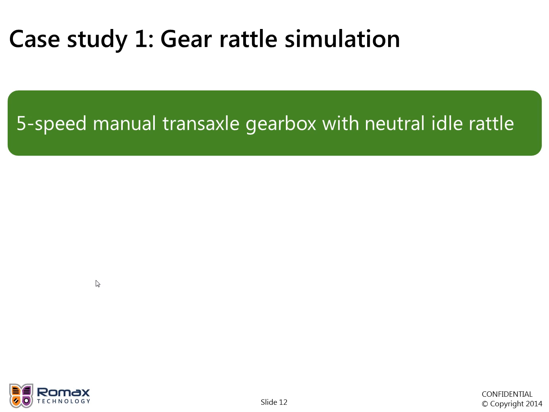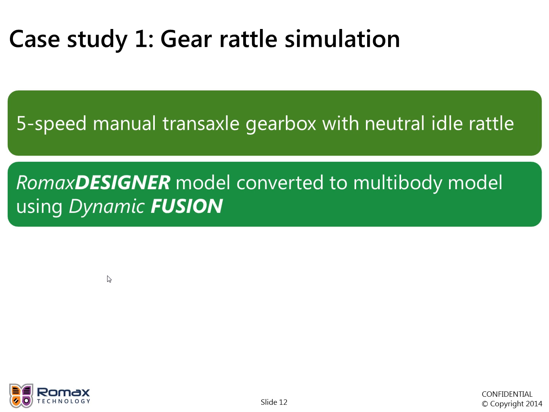So the first case study is on gear rattle simulation, and we're going to be looking at a 5-speed manual transaxle gearbox, so pretty much a standard layout, but we're going to be looking at neutral idle rattle, and how we can simulate that using DynamicFUSION and both Adams and Modelica. So we're going to show you how we convert the Romax Designer model into the multi-body model using DynamicFUSION.